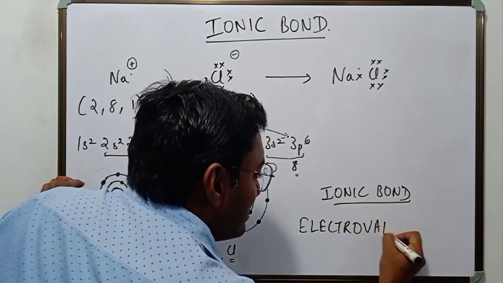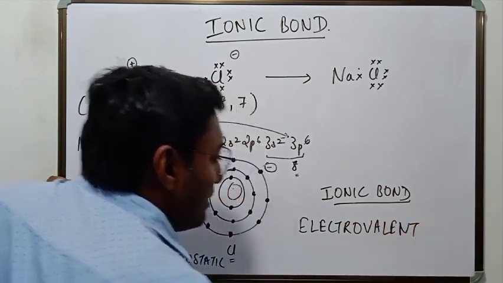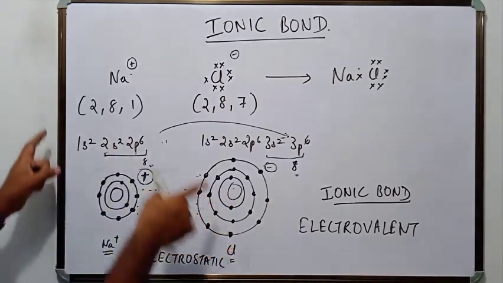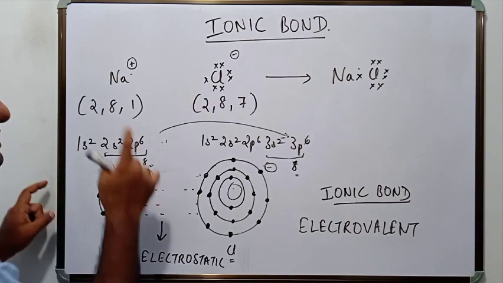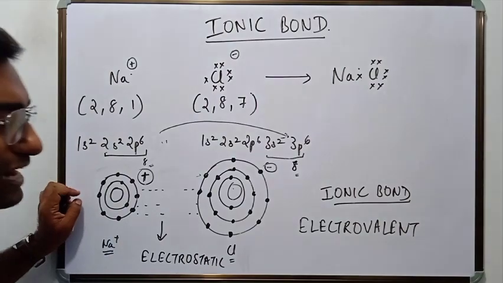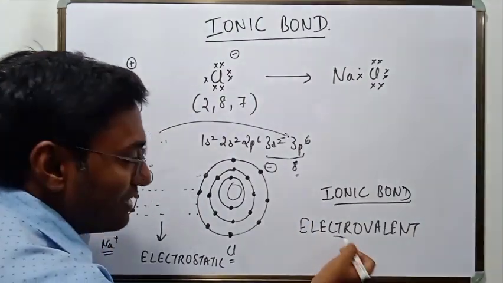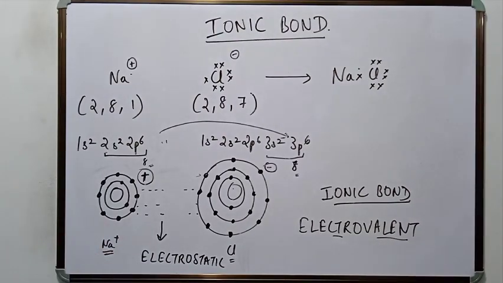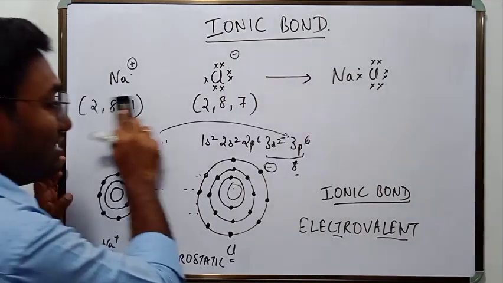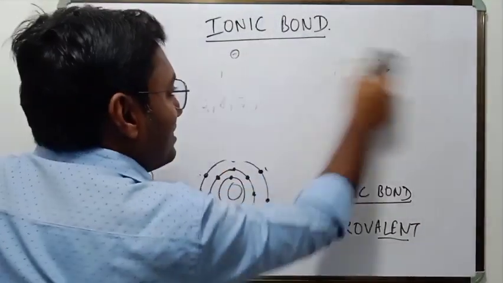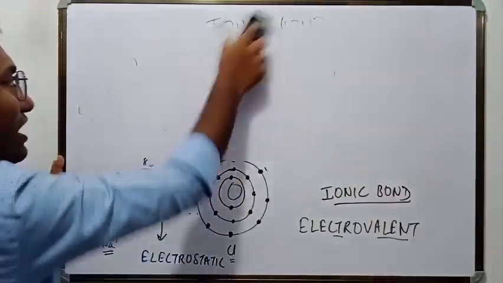Why is it called electrovalent? Because the electric charges have been developed. They were not there initially. They were developed due to transfer of valence electron from the outermost shell of one atom to the outermost shell of the other atom. So because these electric charges were developed due to the transfer of valence electron, it is also called an electrovalent bond. So that is the introduction of ionic bond.